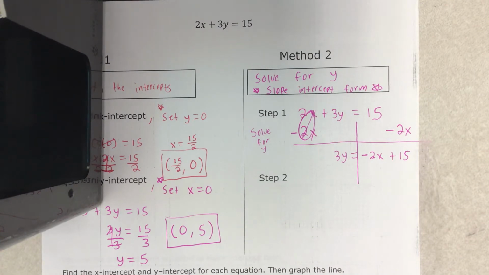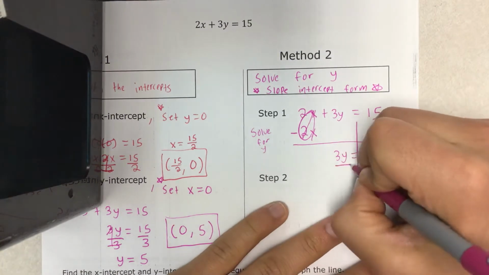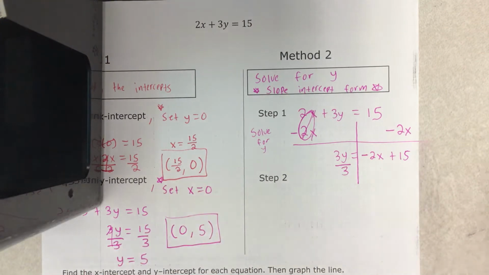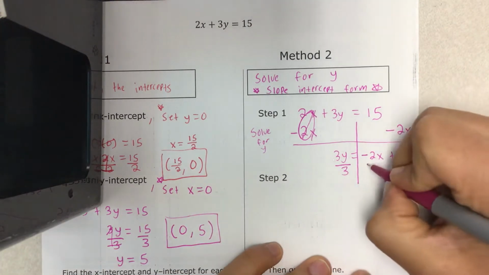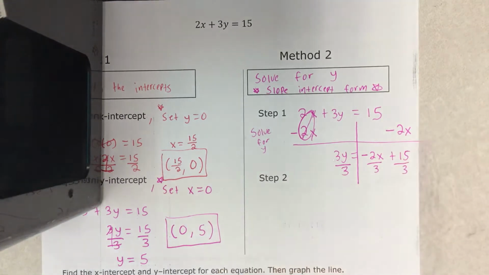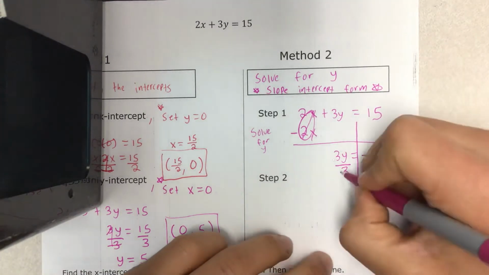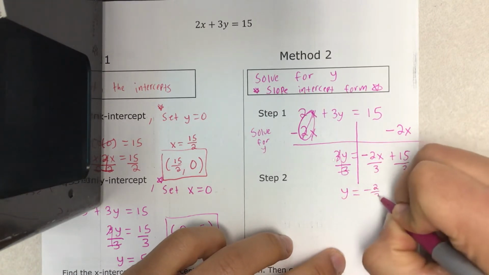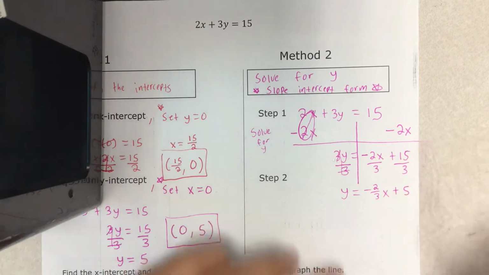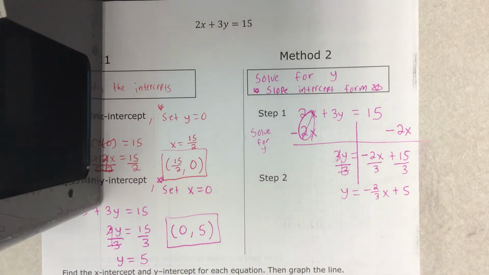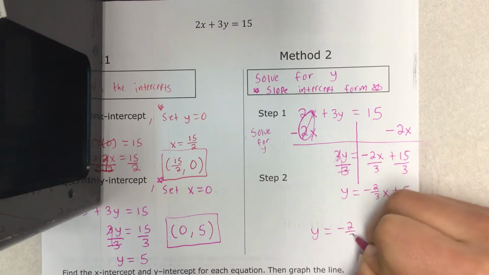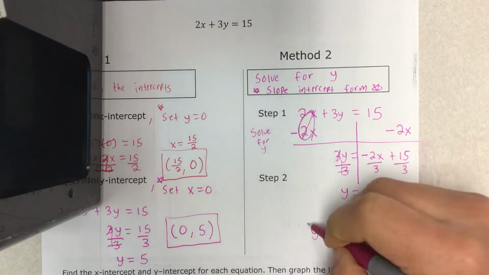And then last step, to solve for y, to get the y by itself, I'm going to divide by 3, right, to undo 3 times y. What I do to one side, I do to the other. So I'm going to divide each term on the right here also by 3, okay? And then I'm left with 1y equals negative 2 over 3x plus 5, okay? And that's my equation, okay? So this is my equation in slope-intercept form, right? Negative 2 over 3x plus 5, okay?